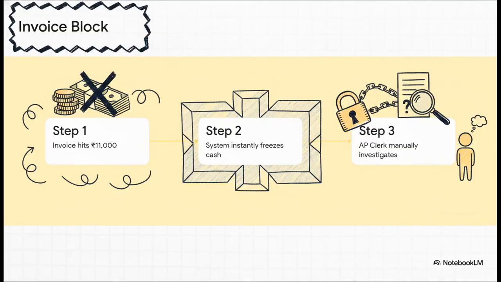But what happens when those limits are actually breached? Well, if that same vendor invoice comes in at 11,000 rupees instead, boom, it hits the automatic invoice block. So step 1, the inflated invoice enters the system. Step 2, the system instantly freezes the cash. And step 3, it forces an accounts payable clerk to manually investigate exactly why they are being overcharged by 1,000 rupees.